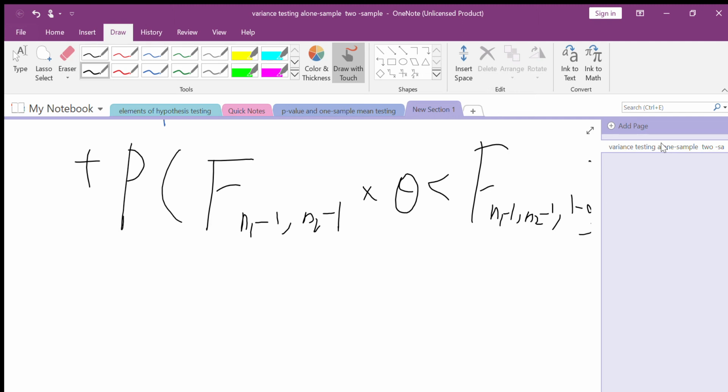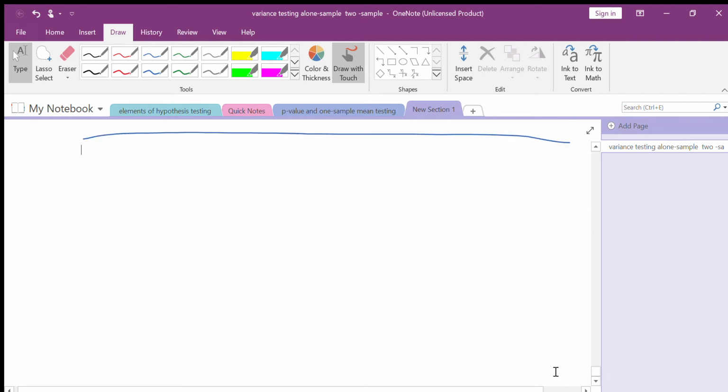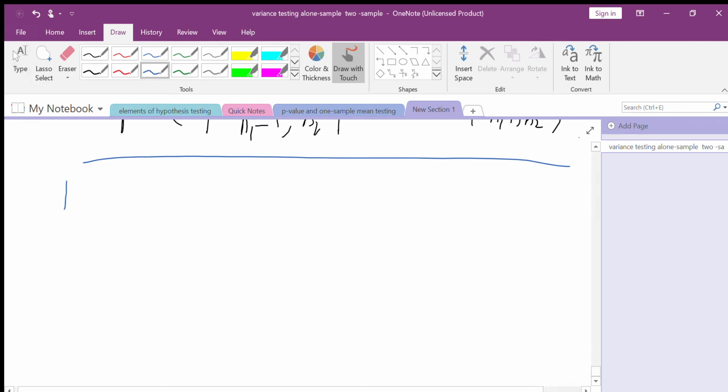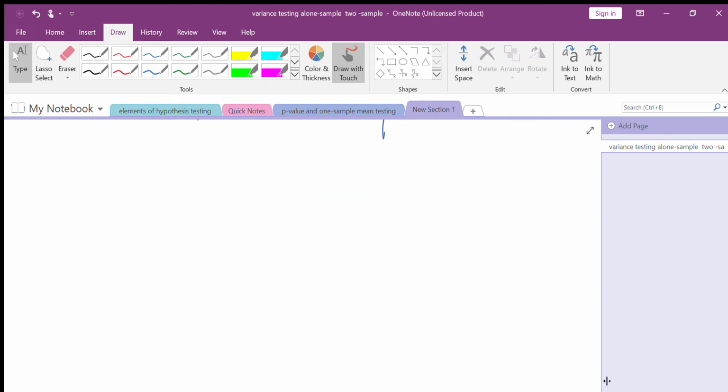Now let's go to the next topic of today's lecture, two-sample testing for mean. In two-sample testing for mean, we are interested in such a testing problem. So H0 is formulated as mu1 minus mu2 equals mu0.